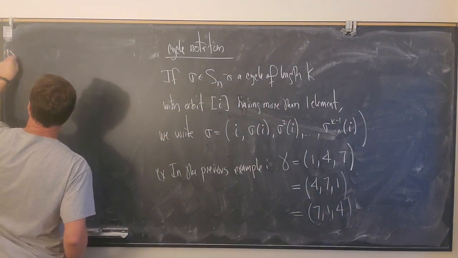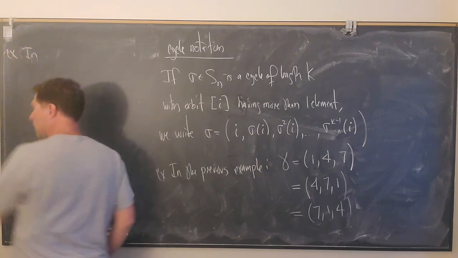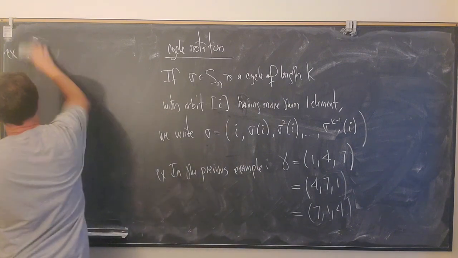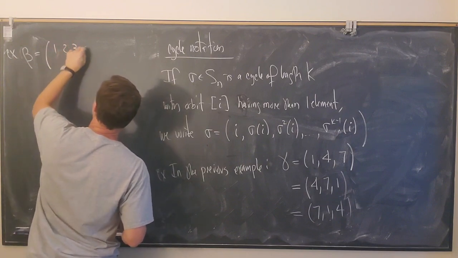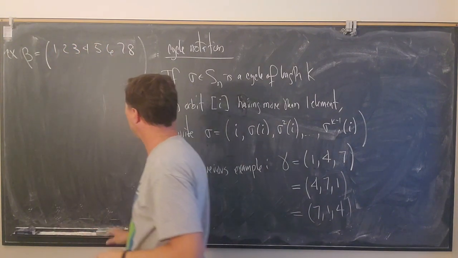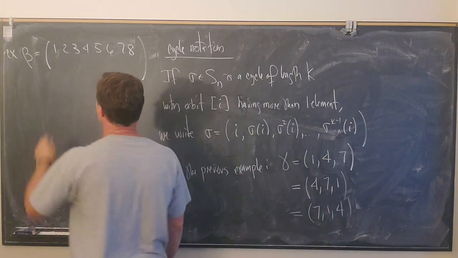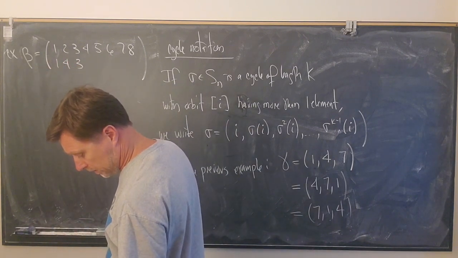Okay, so let's try another example. Let's just call it beta. So beta is 1, 2, 3, 4, 5, 6, 7, 8. All right, so this is an element of S_8, and 1, 4, 3, 6, 5, 8.